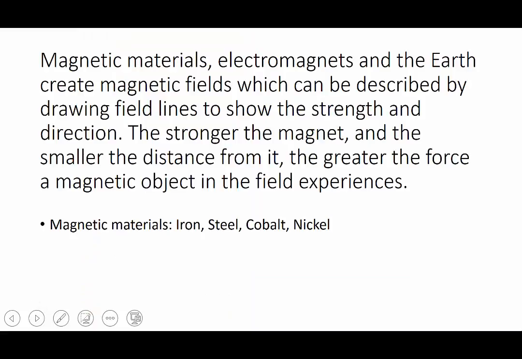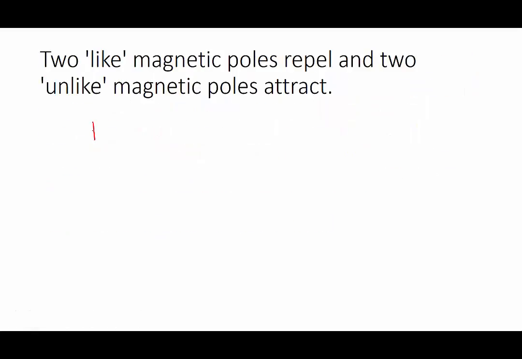So, a magnetic material or magnet, an electromagnet, and the Earth all have magnetic fields around them, and we can describe them by drawing field lines around them which show the strength and direction of the field. Now, there are 4 different magnetic materials, which are iron, steel, cobalt and nickel, and they can all be attracted by a magnet.